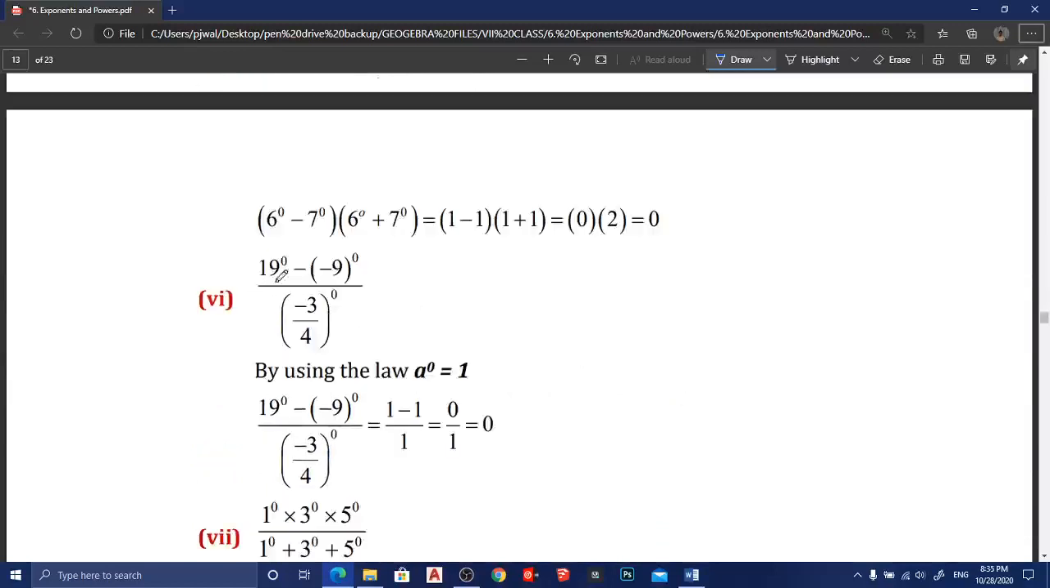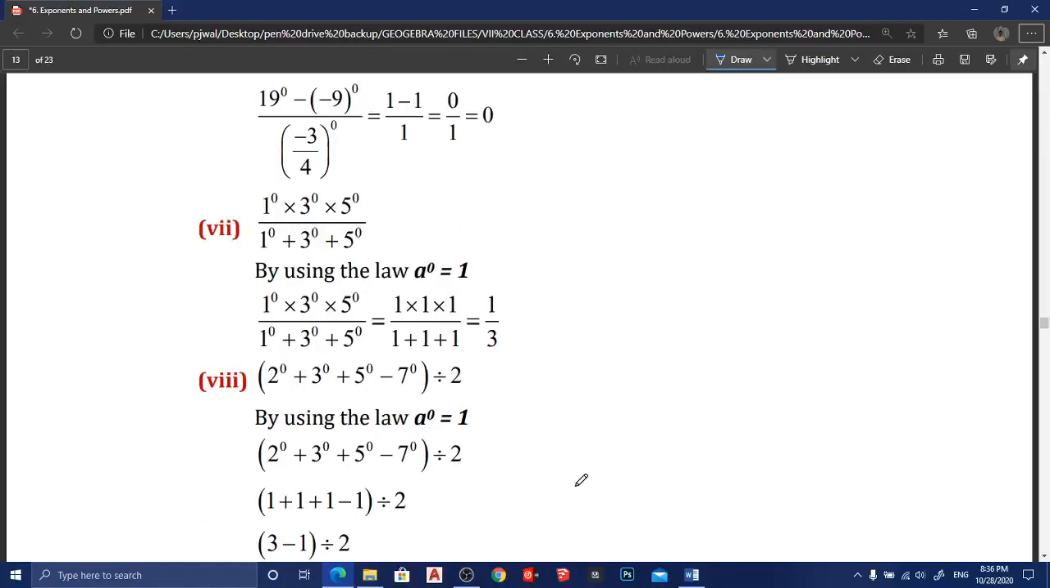Next. Sixth problem here, 9 to the power of 0 minus 9 to the power of 0 by minus 3 by 4 to the power of 0. So here also 1 minus 1 by 1. So in the numerator 1 minus 1 is 0. So 0 by 1 is 0 again here also.